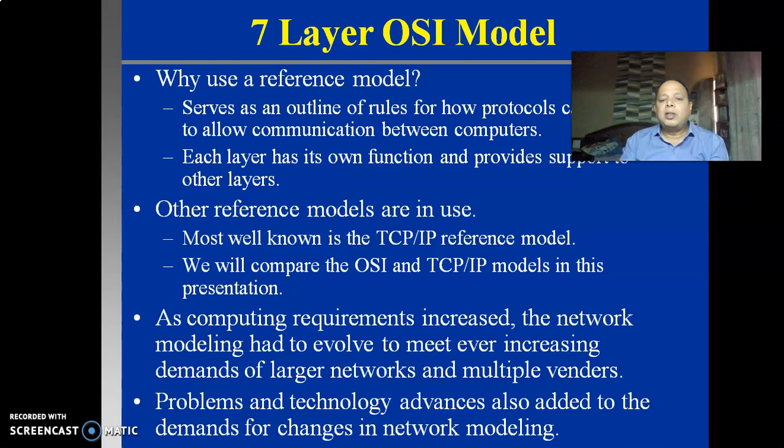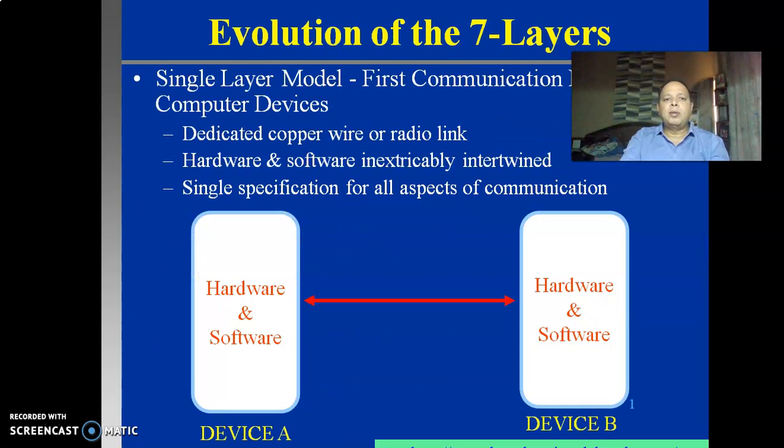Therefore, this gives rise to some kind of agreement between the different vendors, and you will agree with me that this is the basic reason why this 7-layer model has been developed. So the basic reason behind developing this model is the advancement of technology and the complexity of the networks. Now, why 7 layers?